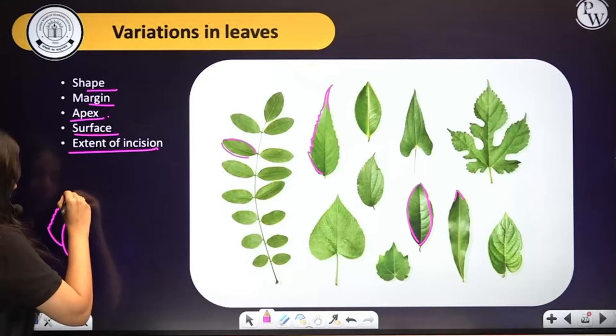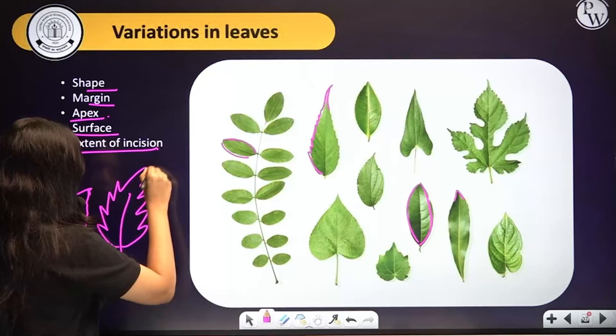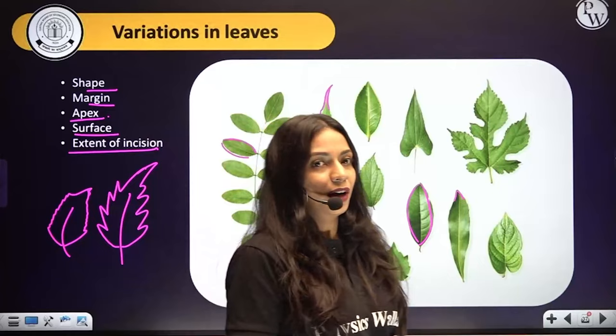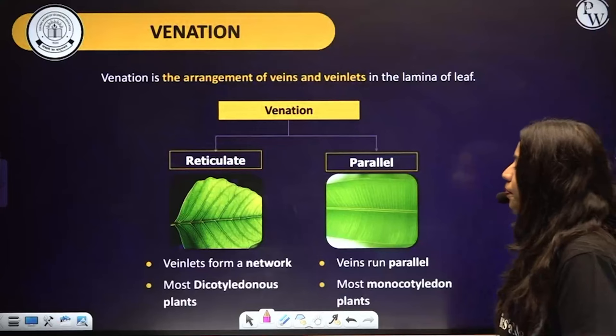Whereas in some, you can see that it is very noticeable. Okay? So the extent of incision also varies from leaves of one plant to the other. Because of all these things, we can see leaves in so many different shapes and forms, right? So that's about leaves, the variation in leaves.